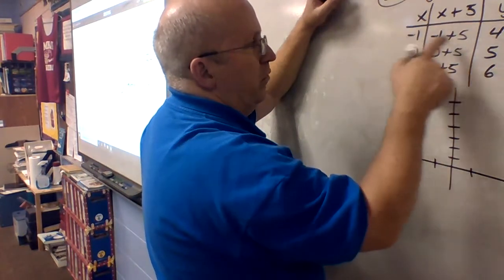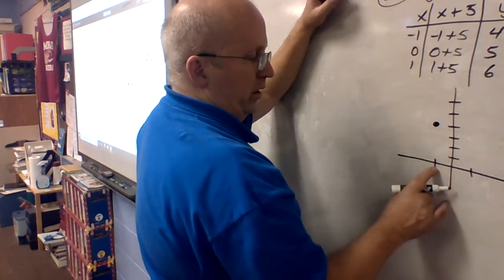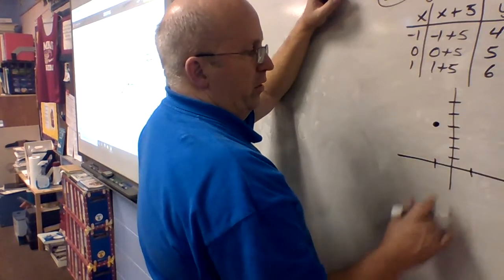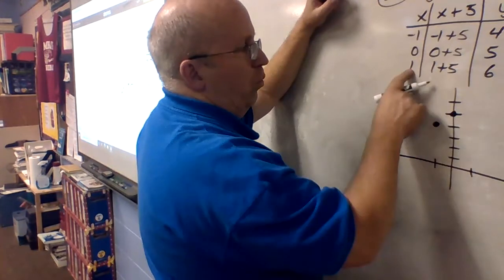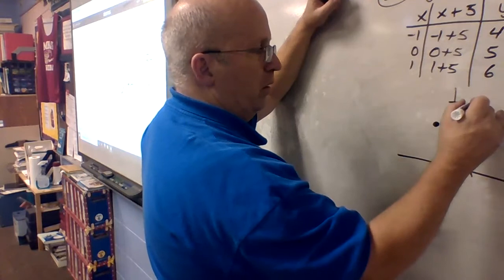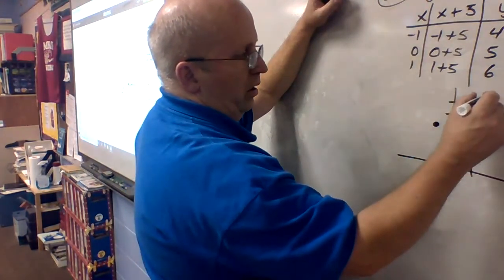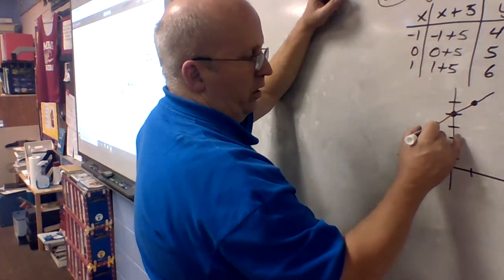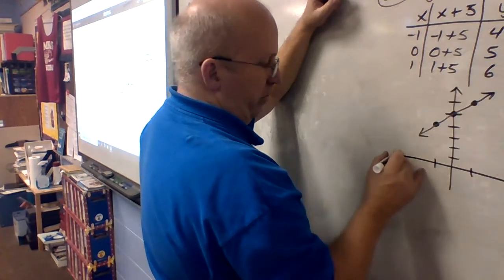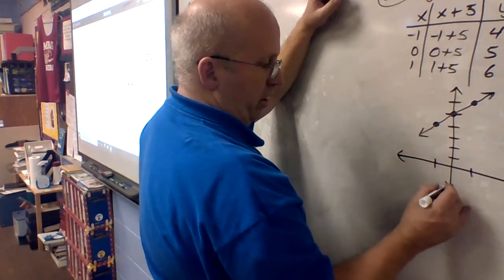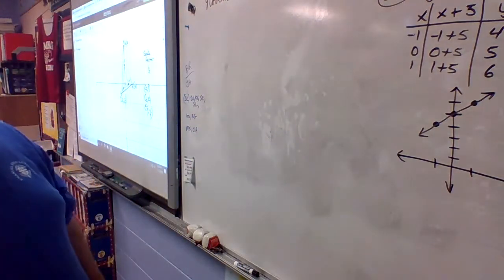Okay, so -1, 4. Where would that be? That would be right about here, wouldn't it? -1, +4. And 0, 5, that would be right here. And 1, 6 would be right about there. And did we get a straight line? We sure did. And let's put some cute little arrowheads there. And that pretty much does it.